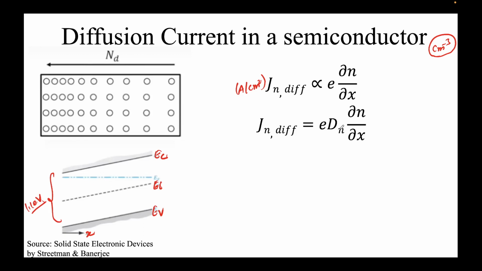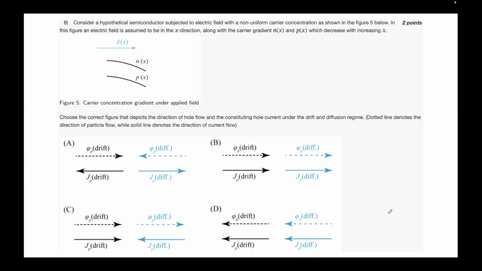Similar picture is true for holes, just that a negative sign comes because the charge is opposite in polarity, and Dn becomes Dp, n becomes p. So this is fairly straightforward. There's nothing much that is happening here, right? Let's apply this understanding now to a problem.